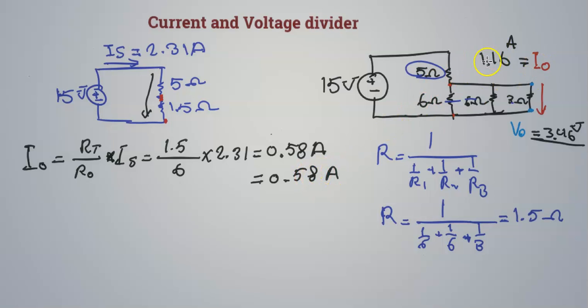And for this one we got 1.16 ampere. If we add all these three, we should get 2.31. But if we calculate this, we get 2.32 because I rounded. I did this to make sure we got the right current. And as you know, again, the current through these two must be the same. Thank you for watching. That's it for today.